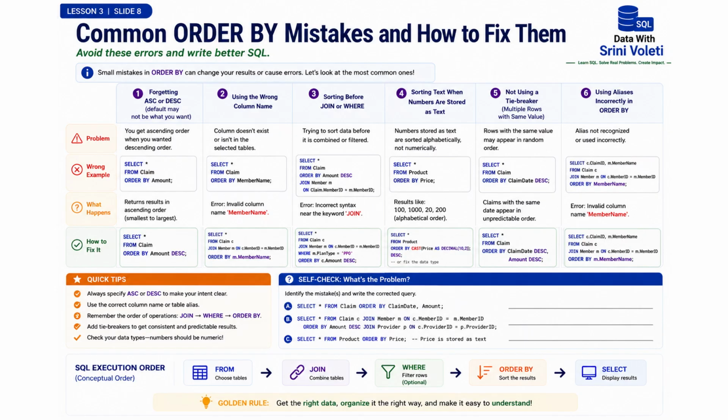Great, SQL is not just about getting results, it is about getting the right results in the right order every time.